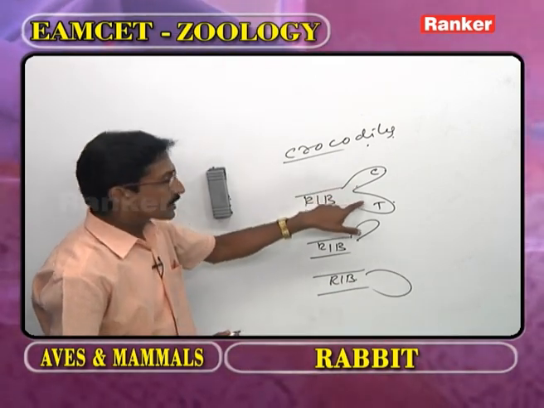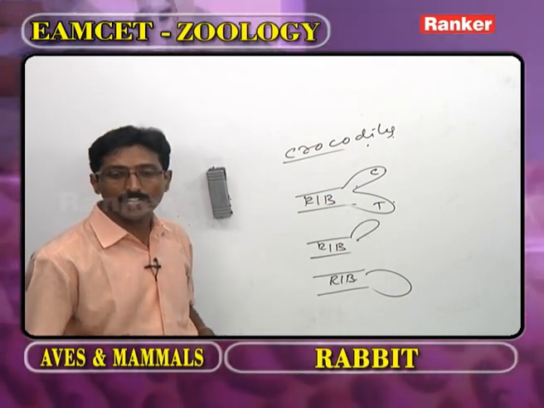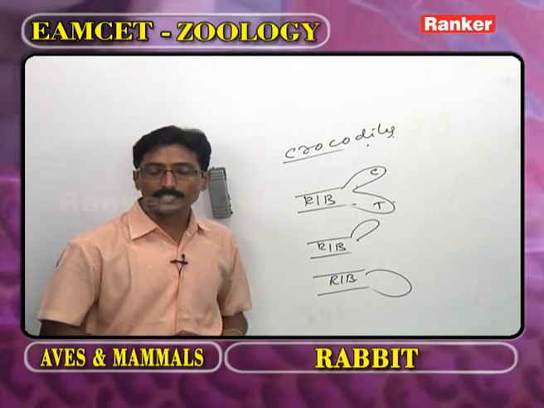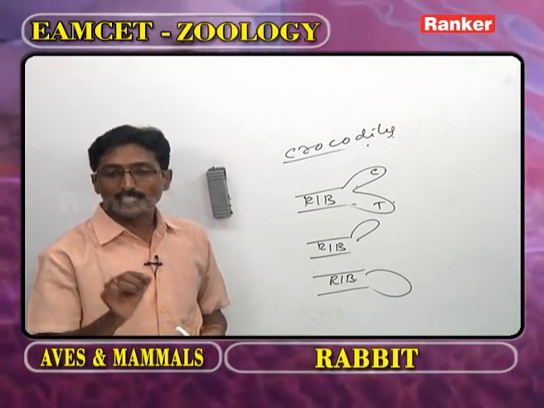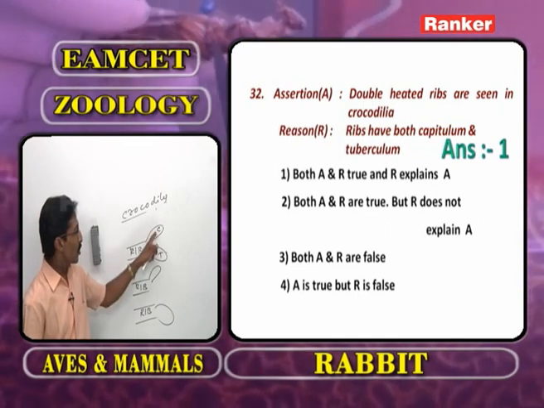Now, here the assertion: double-headed ribs are seen in Crocodilia. The ribs have both capitulum and tuberculum. So, both are correct and the reason explains the assertion. Now, we go for the next question.